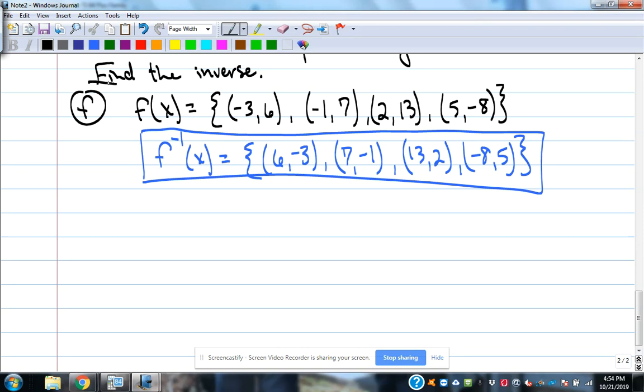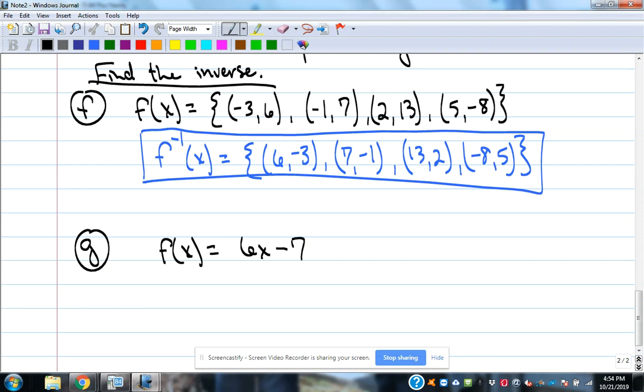All right. So example G. Let's look at a linear function. F of x is equal to 6x minus 7. Something real simple to start with. Okay. So that is a function. It's a linear function. We know what that looks like.